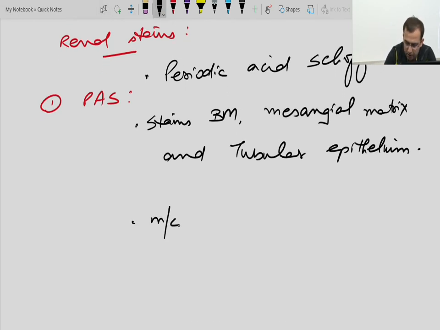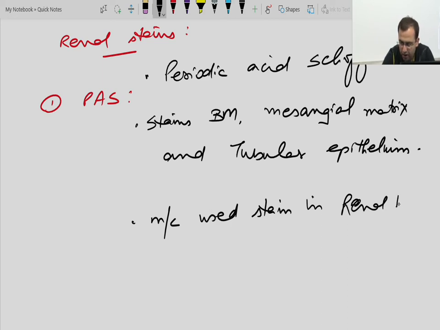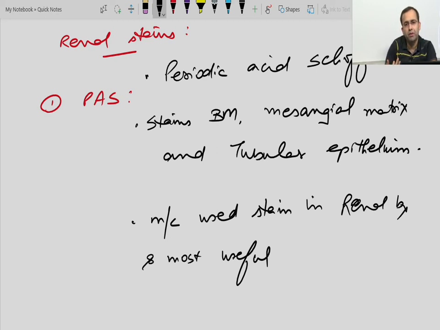Next point, this is the most commonly used stain in renal biopsy. Most common and most useful. So PAS, periodic acid Schiff, stains the basement membrane, mesangial matrix and tubular epithelium. This is the most common and the most useful stain in renal biopsy.